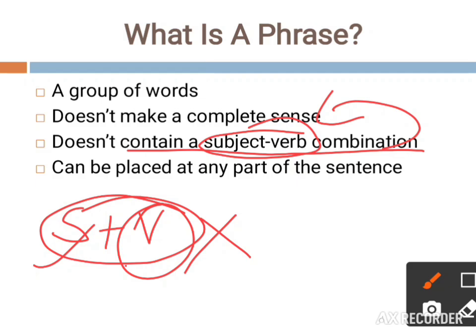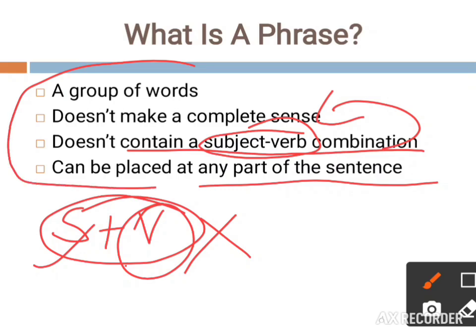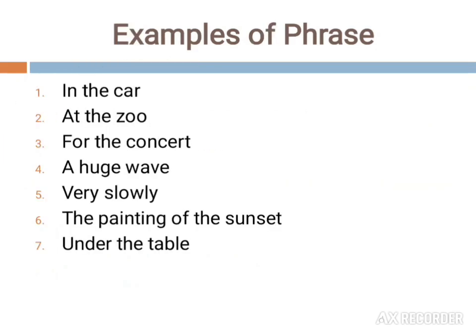And these phrases can be placed at any part of the sentence. They can be at the beginning of the sentence, they can be in the middle of the sentence, and they can also be at the end of the sentence. So, this is what we have in phrases, the characteristics, or we can say the meaning of a phrase. Now let's move on to the next slide.